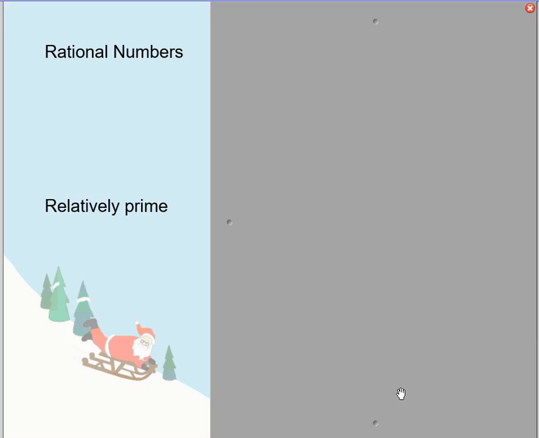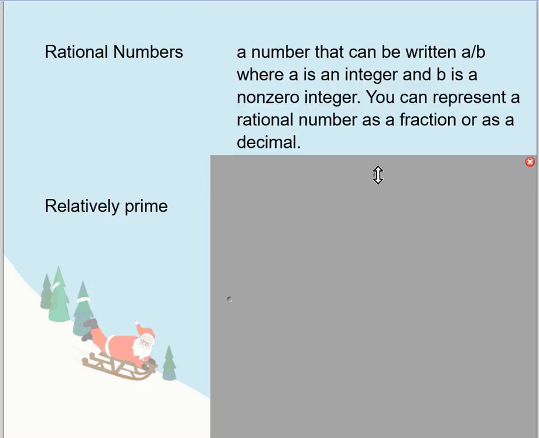Welcome to the lesson on the greatest common factor. Before we start, there are a couple of vocabulary words that I want you to be aware of as we go forward through this chapter. The first one is rational numbers. The definition of a rational number is a number that can be written a over b, where a is an integer and b is a non-zero integer.